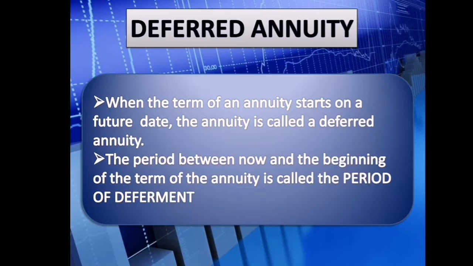Let's define what a deferred annuity is. When the term of an annuity starts on a future date, the annuity is called a deferred annuity. The period between now and the beginning of the term of the annuity is called the period of deferment. So a deferred annuity is nothing more than an annuity whose first payment begins at a future date.